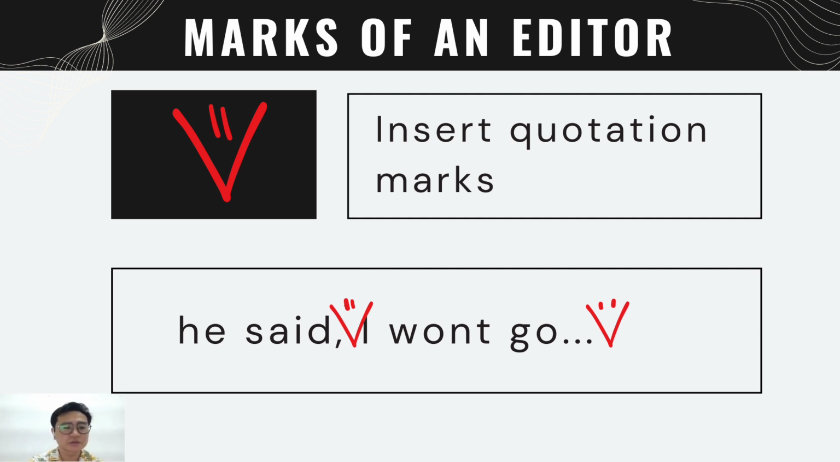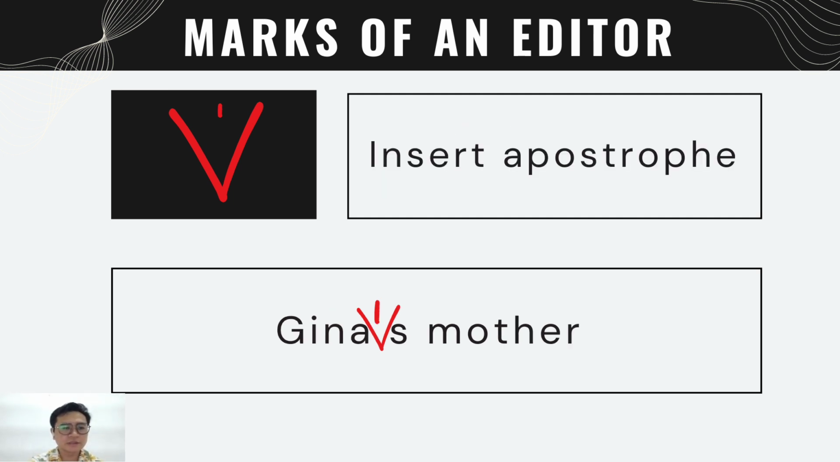Next up is insert quotation marks. We can see in the example below, the quotation marks are missing. So we simply put the down-facing arrow and the quotation marks where we want it to be. Next is insert apostrophe. Apostrophe is used to indicate possessive case, contractions, and omitted letters. For this example, there is a missing apostrophe in "Jenny's mother." We can use this mark to add the apostrophe.